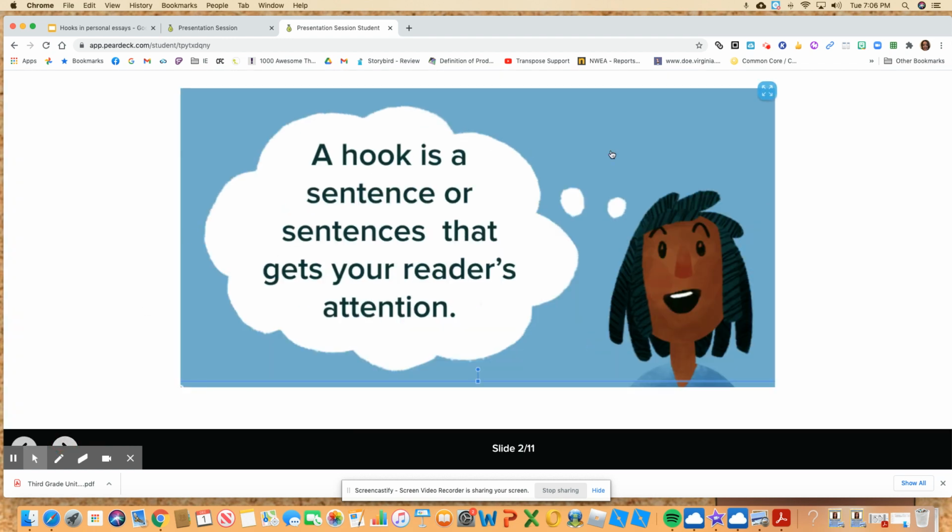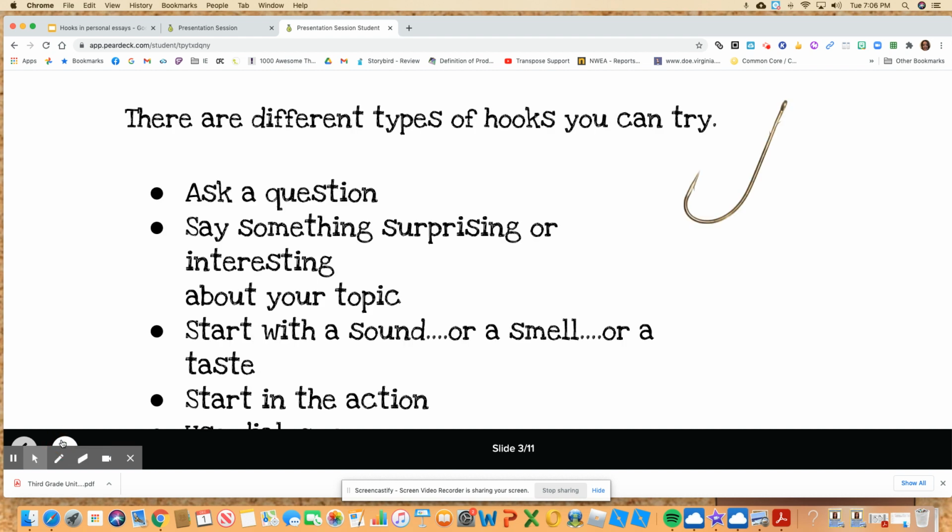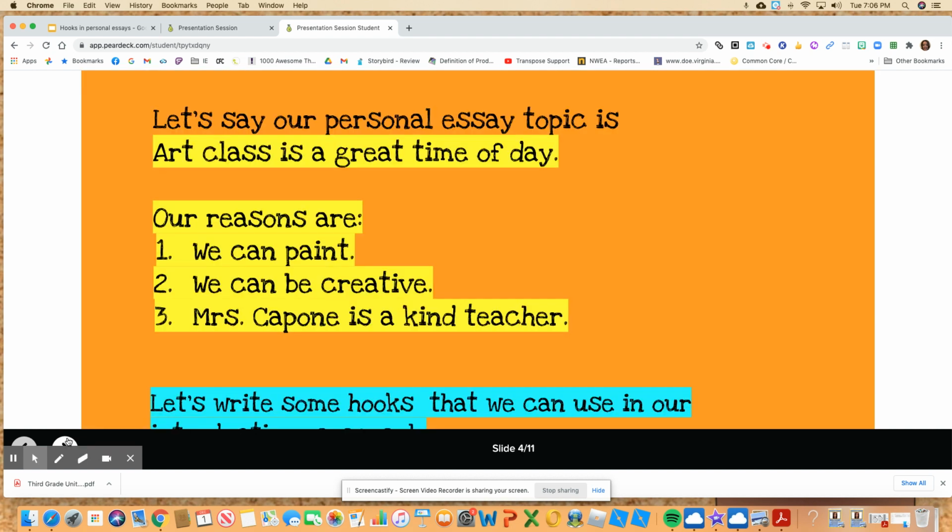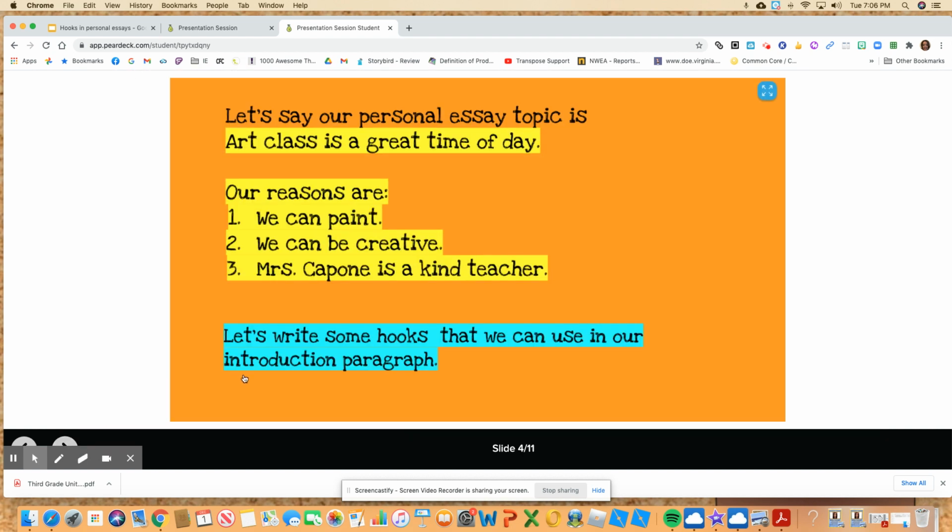Okay, so on this slide, I gave them some information about what a hook is. It's a sentence or sentences that get your reader's attention. Okay, and then these were all things that we had learned together in class, but just a brief review of the different types of hooks that you could use when you are beginning your essay. Okay, and here I take them through different types.